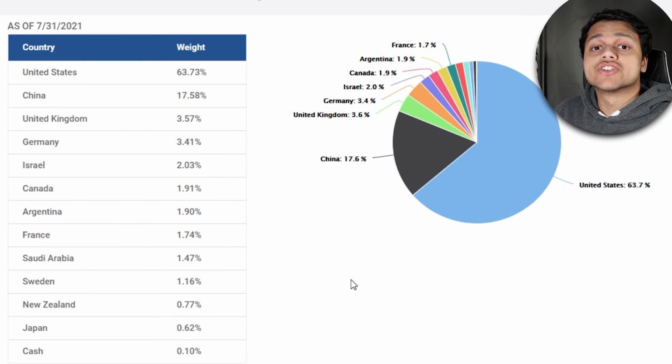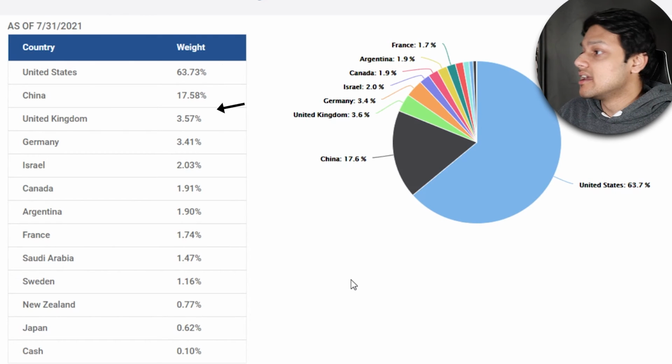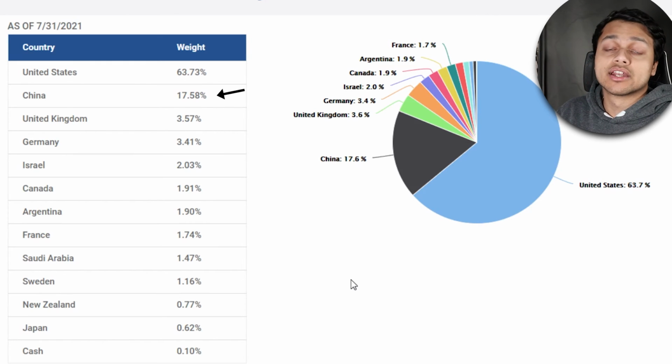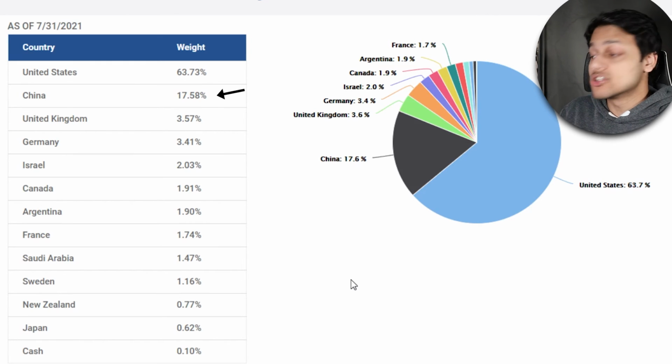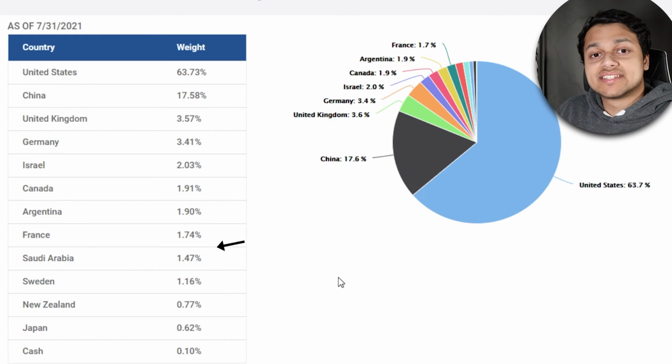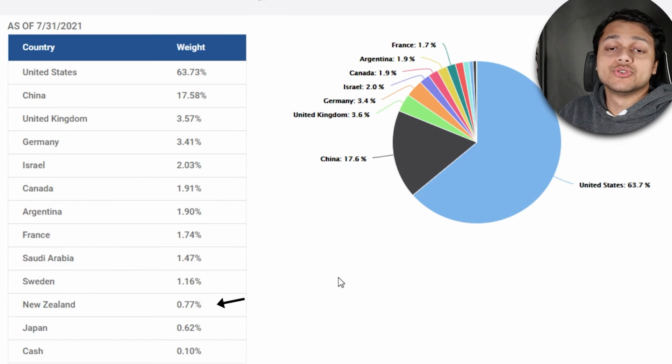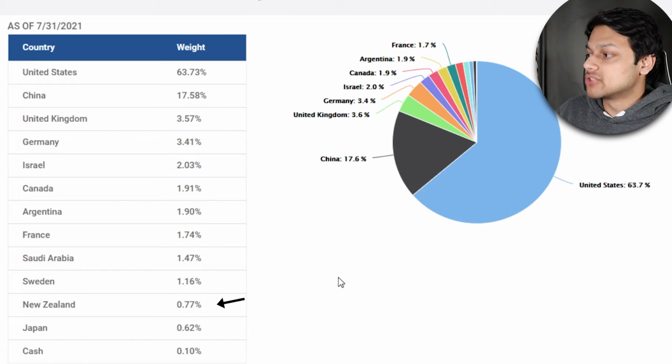And with the country allocation, we can see that it mostly leans towards the US at about 64%. Then we have China at about 18%, UK at 4%, Germany, Israel, a few other countries from Europe. And of course, for China, it includes companies like Tencent and Meituan, and Argentina is here as well, which I found pretty interesting. You can see that New Zealand is here too at 0.77%, and that's basically due to the allocation towards Xero, because Xero is originally a New Zealand based company, but they've also listed on the Australian Stock Exchange.